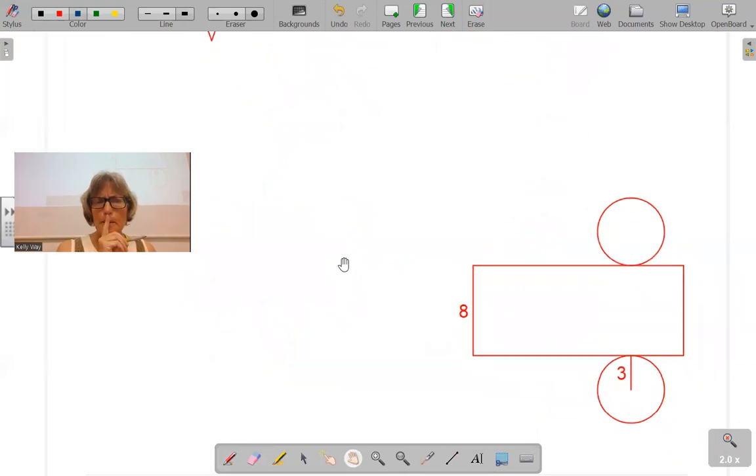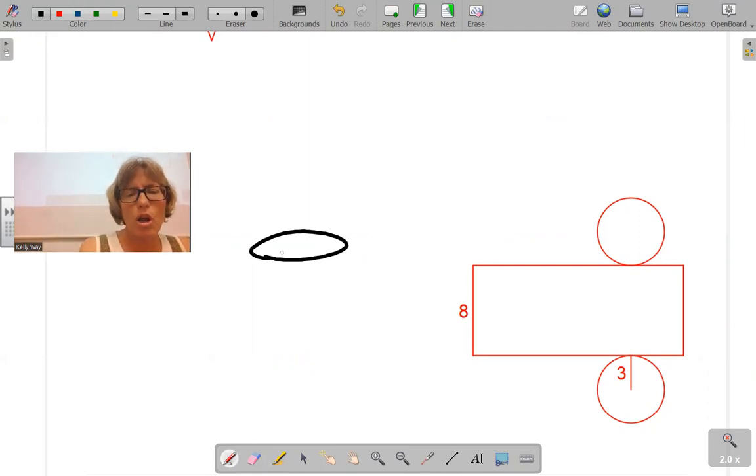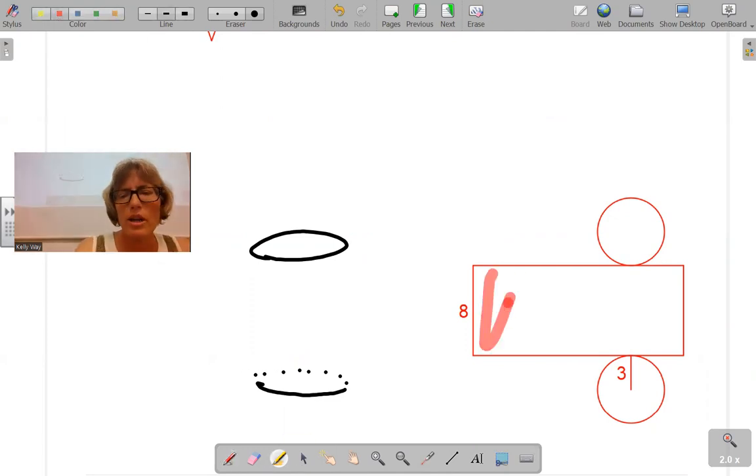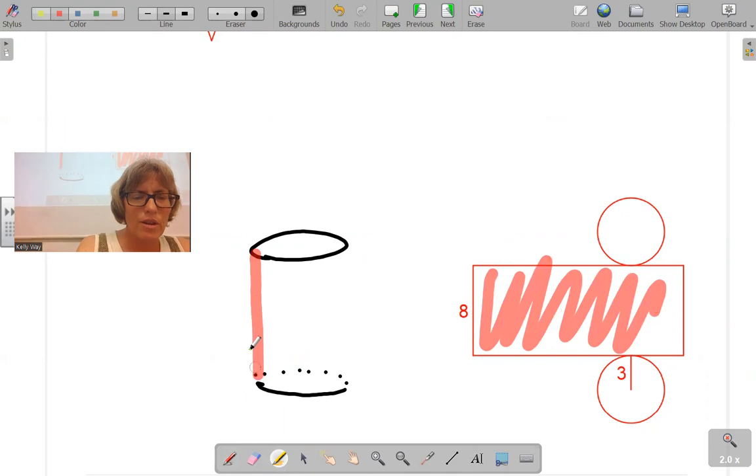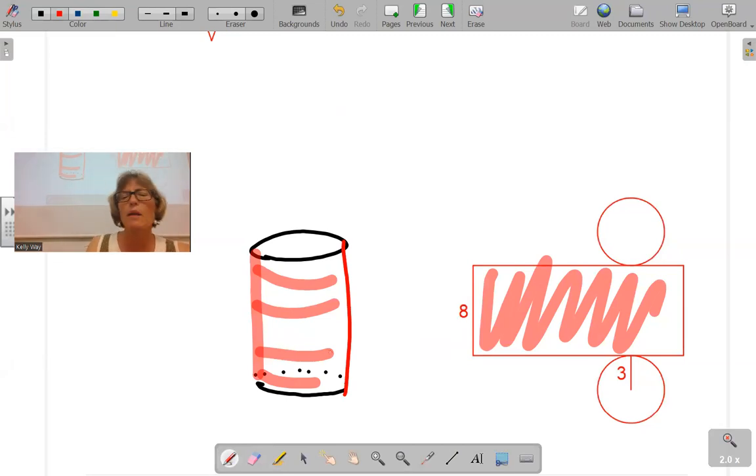You're like, what does this look like? Well, if I fold the 2 circles, I have a top and the bottom, and then I wrap it around with one giant rectangle, and you have yourself a can, a cylinder. So if I wrap that back up into a solid, what you're looking at is a cylinder.